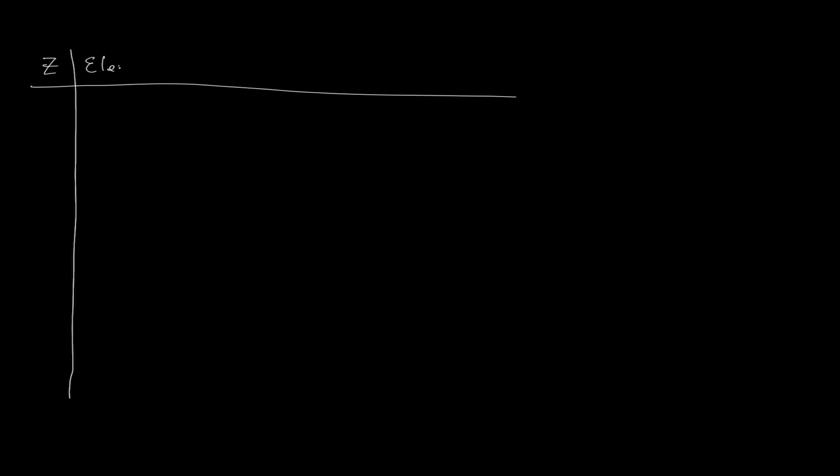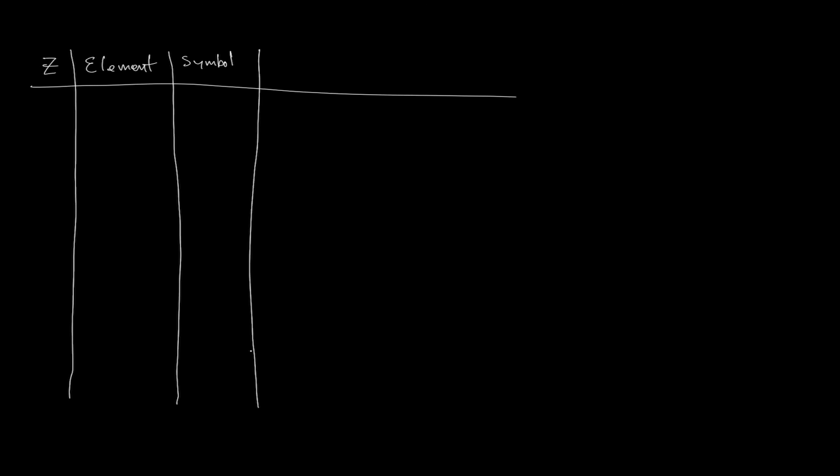I'm going to then name the element for you. I'm also going to give you its symbol. And this is the important bit. We're going to indicate the orbital notation. In other words, we're going to describe how many electrons are in the main shells and the subshells. Okay. So maybe I could draw the table first, so I don't want to run out of room.